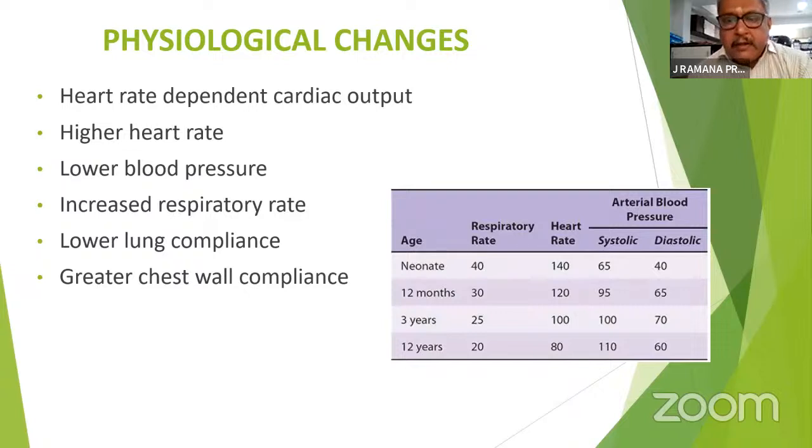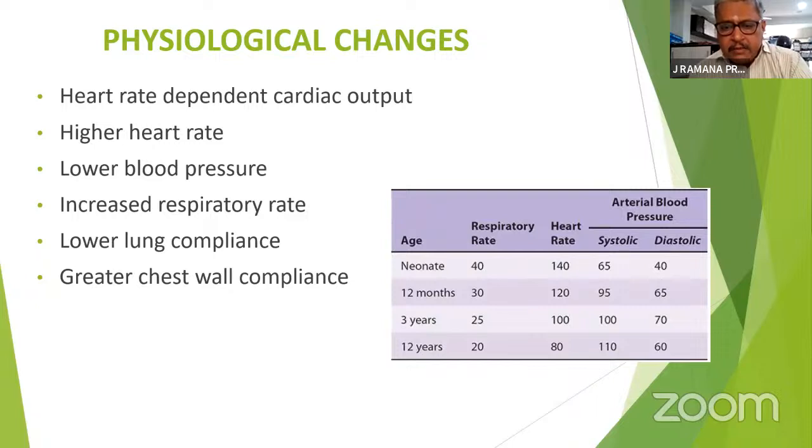Quickly, we see the respiratory rate in neonates is 40, heart rate is 140, blood pressure is 65/40. At the age of 1 year, the respiratory rate is 30, heart rate is 120, blood pressure is 95/65. At the age of 12 years, respiratory rate is 20, heart rate is 80, blood pressure is 110/60. So heart rate and respiratory rate decrease from neonate to child, whereas blood pressure increases.